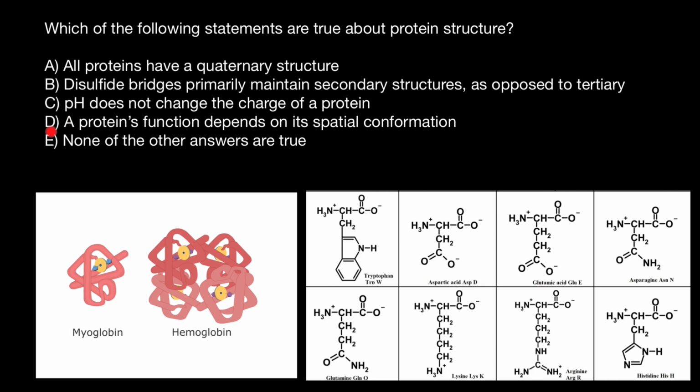And the next statement: a protein's function depends on its spatial conformation, and this is true. For example, take a look at hemoglobin or myoglobin. Its function depends on its spatial conformation and also active sites. In this example, there is going to be a heme group in every polypeptide chain. So as you see, the correct answer is D.